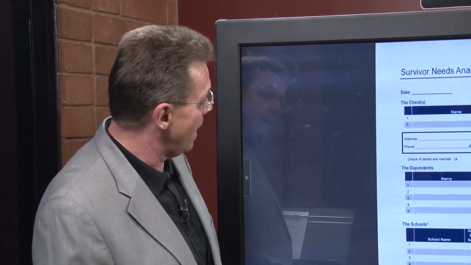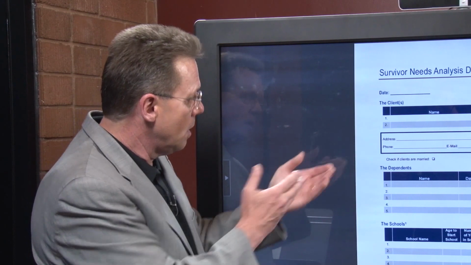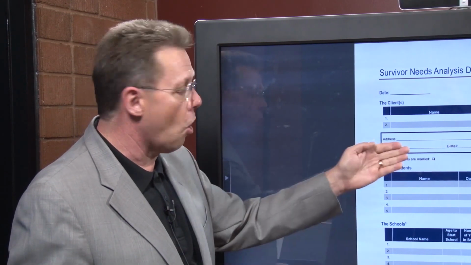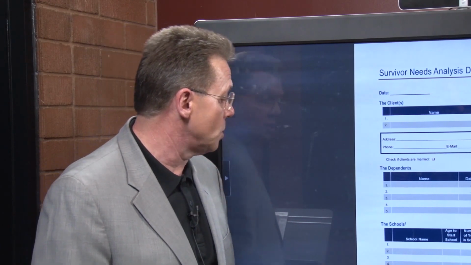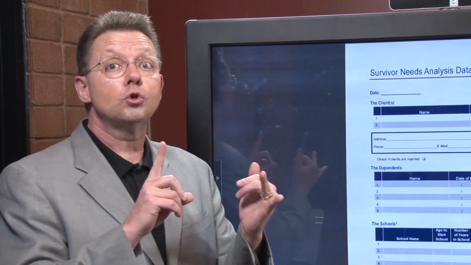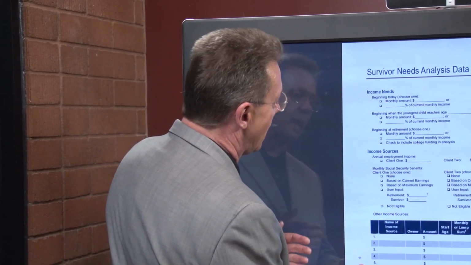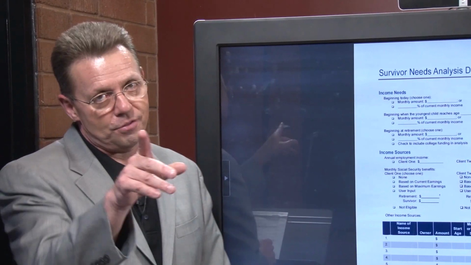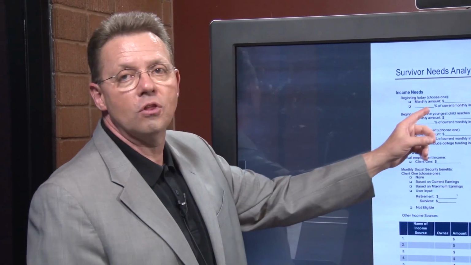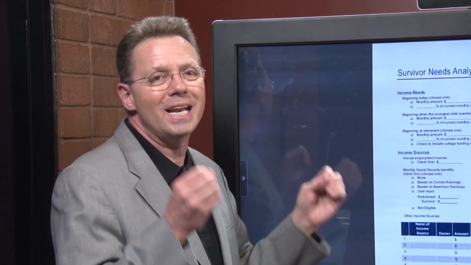I need to know that, and what I do is I collect the information on a family. I'm going to get mom and dad, I'm going to put them on this data collector, and I'm going to list all their dependents, their children and grandchildren, and then I'm going to list schools. What schools do they go to? What schools do they want to go to? I want to be able to measure this, and I want to be able to start looking at basic ideas, income needs. Beginning today, if death occurred, what do I need on a monthly basis? I want to be able to know what percentage of that is in my current income.